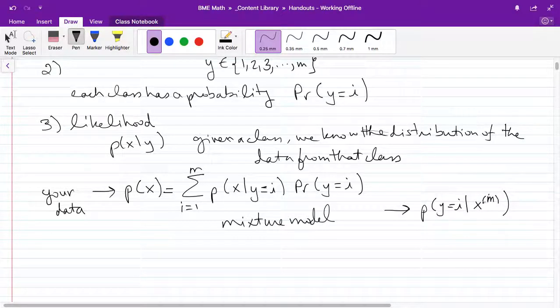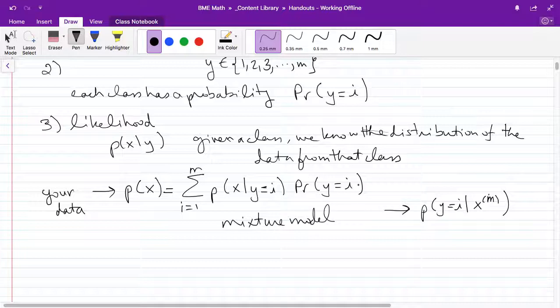So I have some data, x. What's the probability of it belonging to class i? That's what I would like to be able to estimate. And this is all I have. I just have data. But the mixture model says your data was generated by this process. And so this is where we're going to begin.